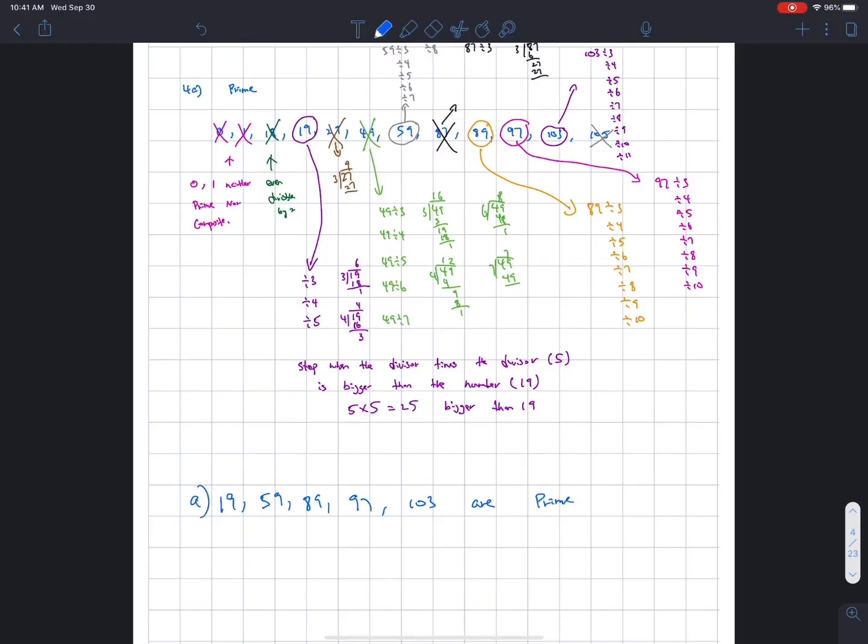That would be A. And I have actually done B already. So I can see that 18 is divisible by 2, 27 divisible by 3, 49 divisible by 7, 87 is divisible by 3, and 105 is divisible by 5. So those will be my composite numbers. And that's it for question 4. I will see you in question 5.